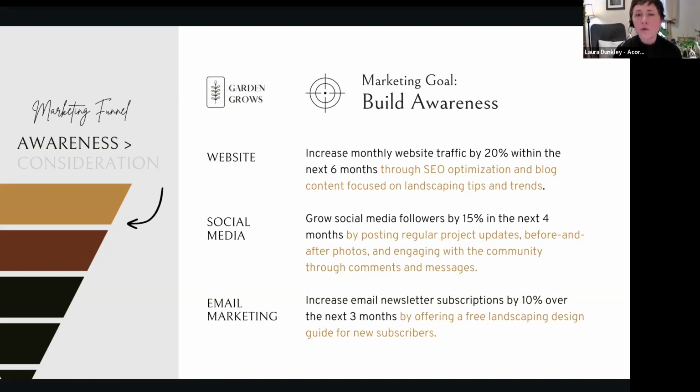Social media, we're going to grow our followers. This is a typical goal for social media in the awareness stage, 15%, 4 months, and we're going to do a bunch of things. Email marketing, we're going to increase subscribers by X amount, 10%, by 3 months. So now we have 3 key tactics here, 3 key channels, 3 key goals that are SMART, and that's going to help us build awareness.